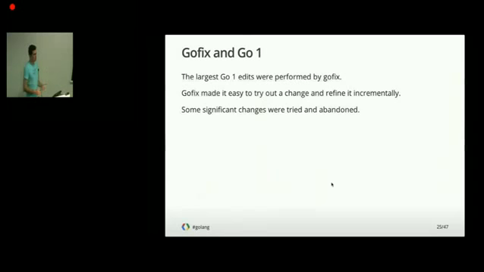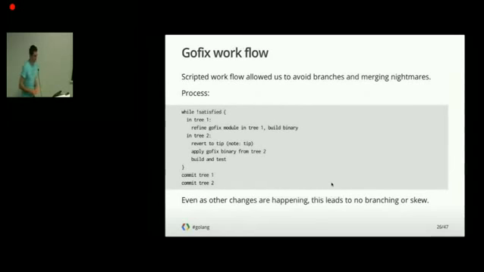And some significant changes were tried and actually totally abandoned. There was one change that kind of prompted the whole Go 1 thing: do we want to make this particular change to the struct literal syntax, I believe it was. And we ended up trying it, and it seemed just wrong. And so we backed out of it entirely. But the rest of the Go 1 process happened, so it was a win in the end.